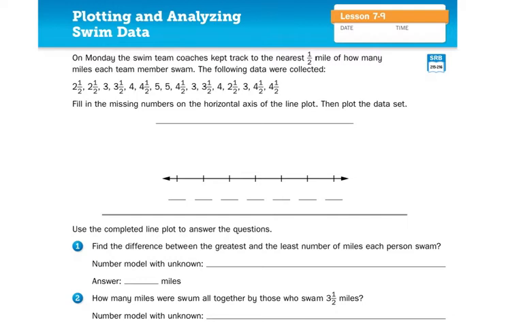We're in lesson 7-9, which is a 2-day lesson. This is on page 251. Plotting and analyzing swim data. On Monday, the swim team coaches kept track to the nearest half a mile of how many miles each team member swam. The following data were collected. So you can see all those fractions there. Fill in the missing numbers on the horizontal axis of the line plot. Then plot the data set.